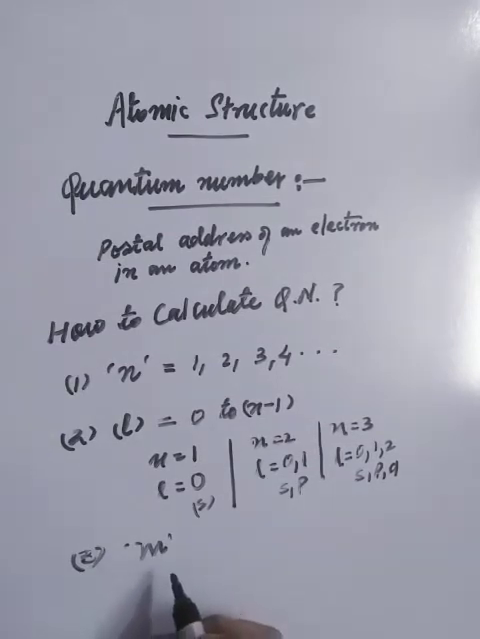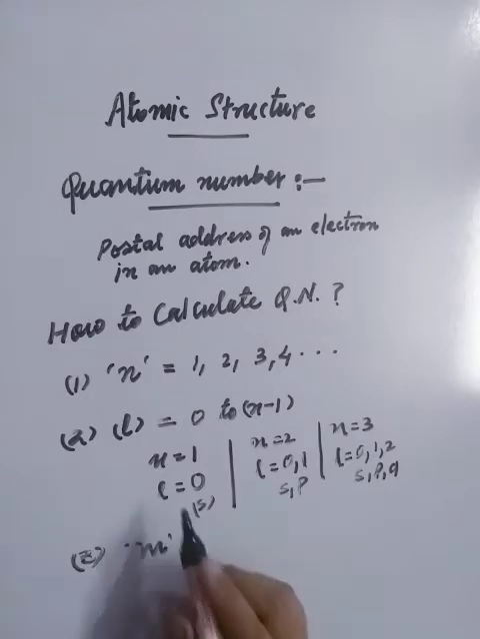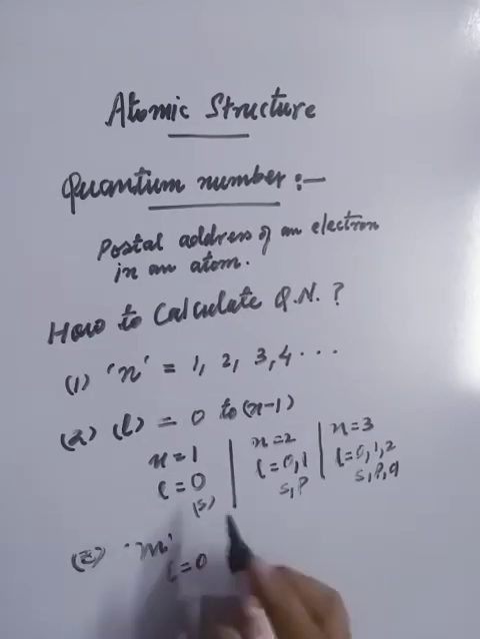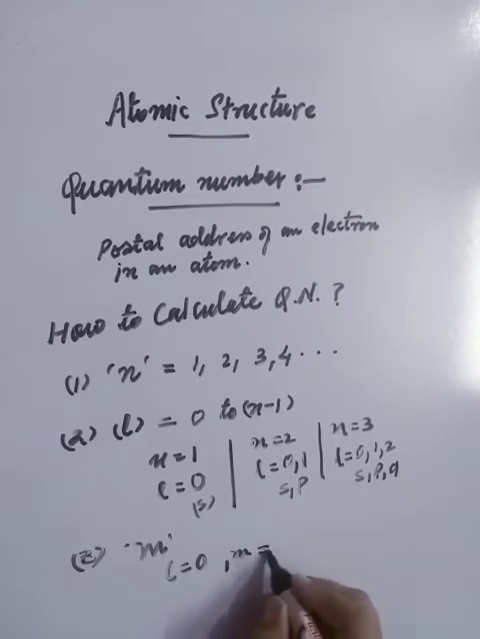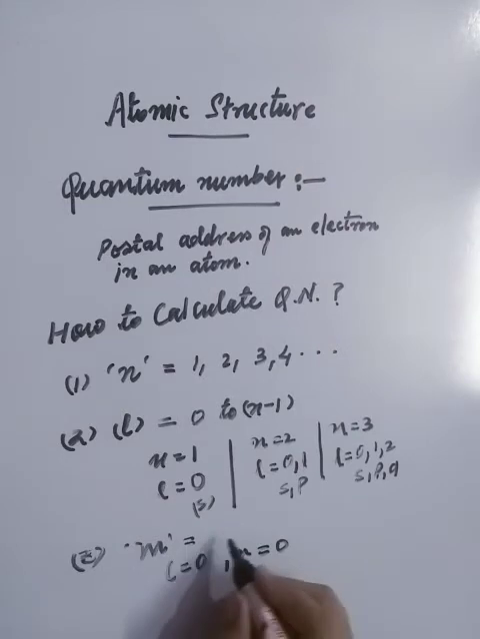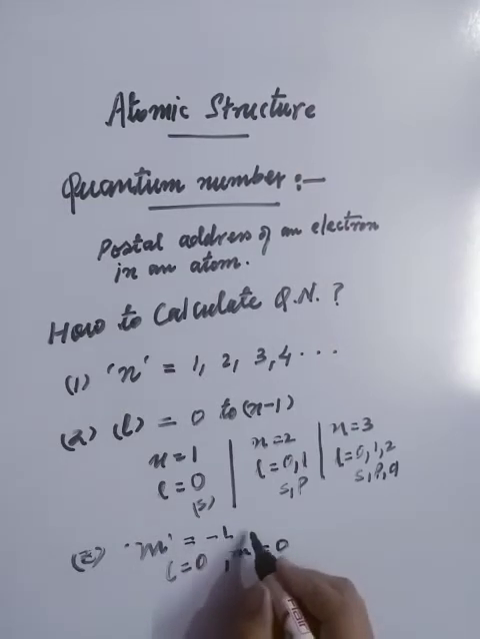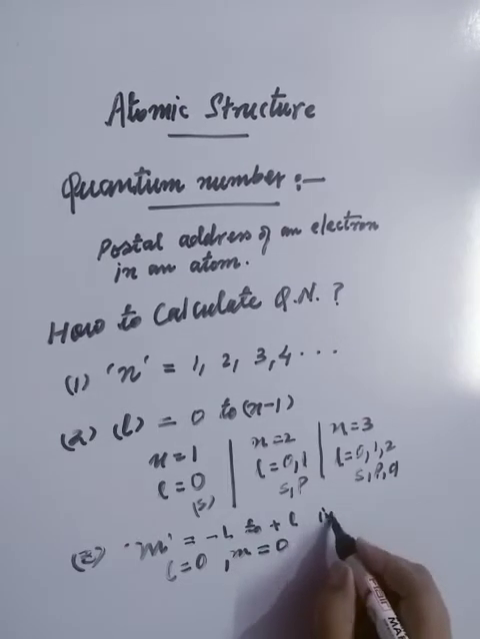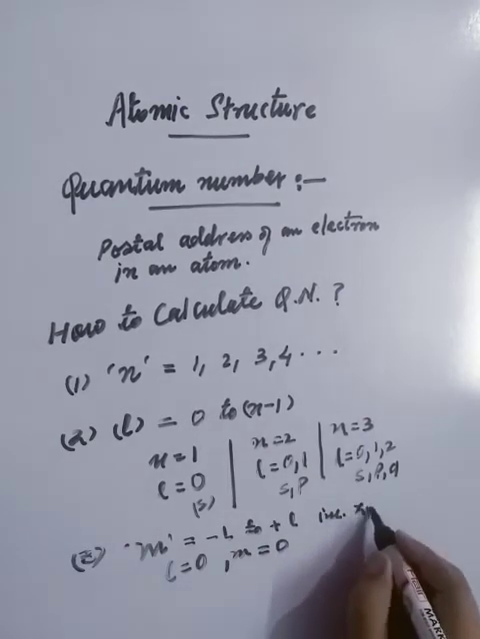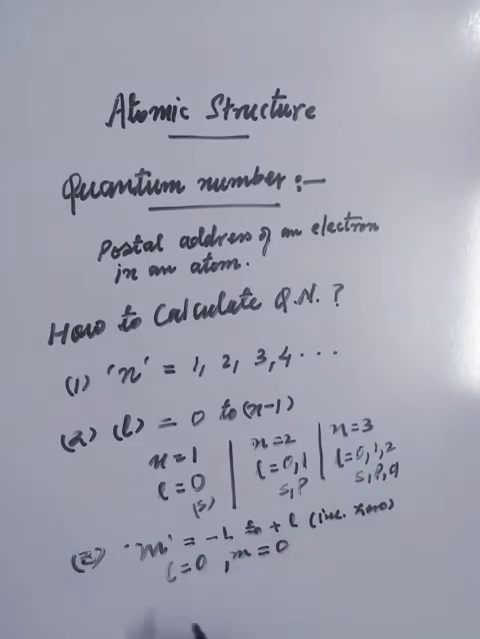Remember, the magnetic quantum number tells us about the orbital within a subshell. Now see here, m depends upon the value of L. Suppose L is equal to 0, then what will be m? In that case m is also 0, because m is equal to minus L to plus L including 0, right? So if L is equal to 0, m is also equal to 0.